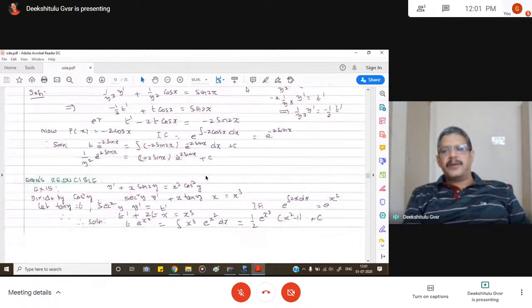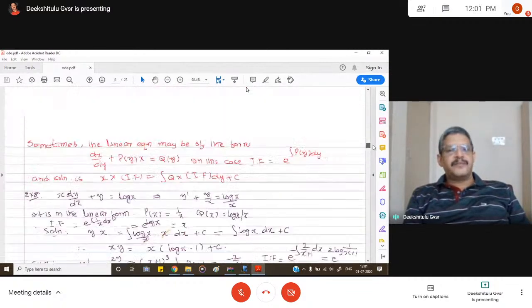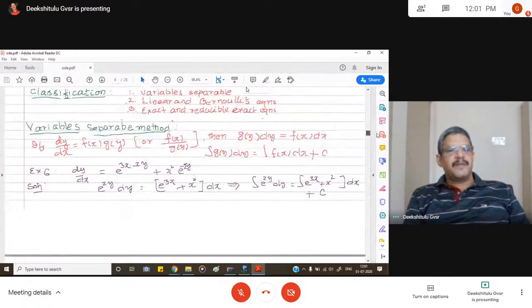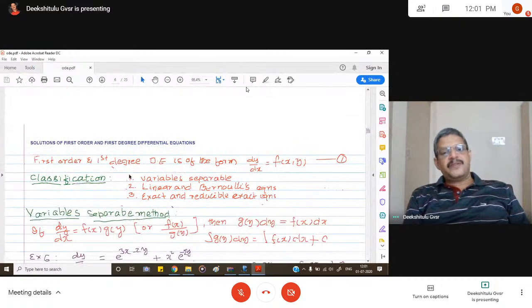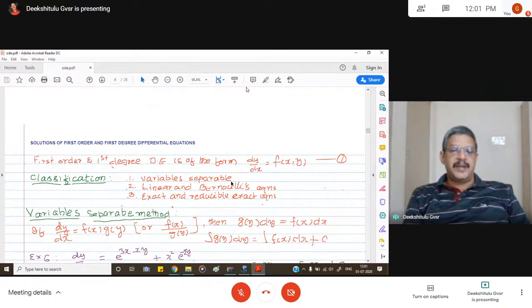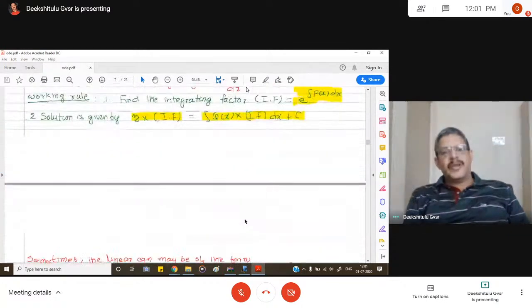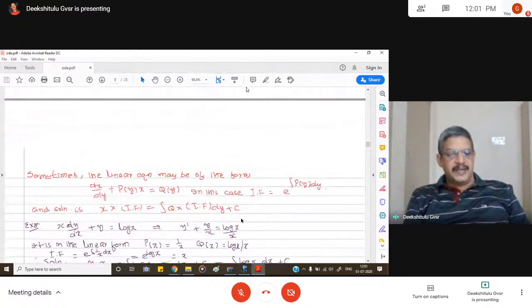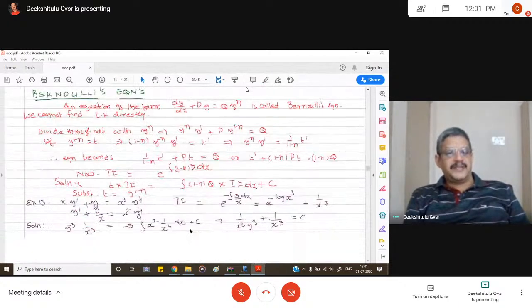So if you go back to the three different forms of differential equations, the classification: variable separable, linear and Bernoulli equations, exact and reducible form. Variable separable we have done. What is linear and Bernoulli equations? We have seen this. Now we have exact differential equations. What is so exact about these exact differential equations? Let us see.